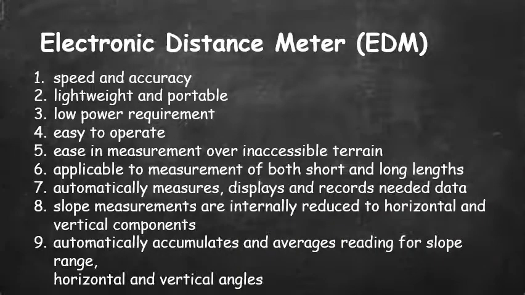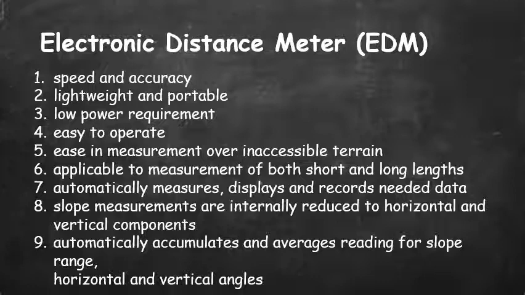The EDM is electronic and measures distance with no need for a tape. The advantages are speed and accuracy. It is easy to use, lightweight and portable, with low power requirement, easy to operate, and ease in measurement over inaccessible terrain. For shorter distances, you can use a tape. How about 500 meters or a kilometer? It is better to use an electronic distance meter, applicable to measurement of both short and long lengths.